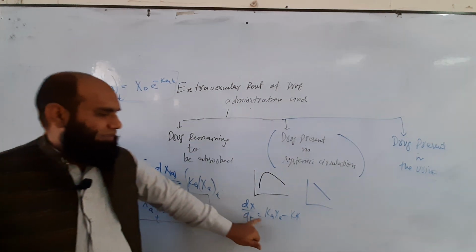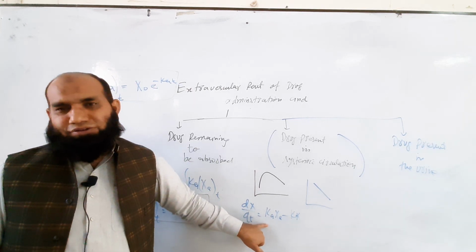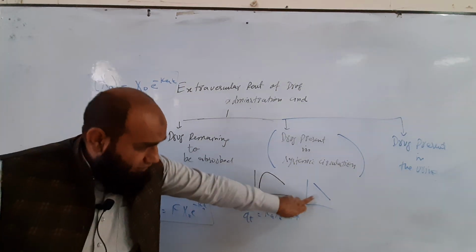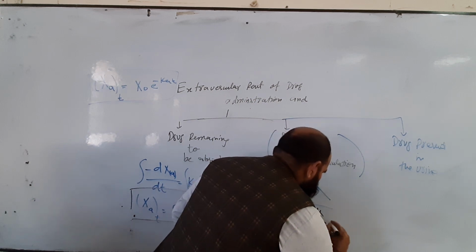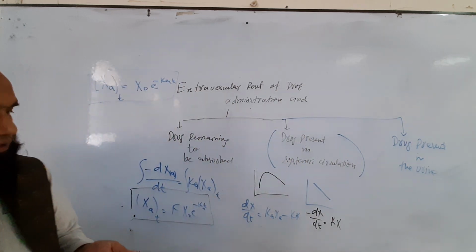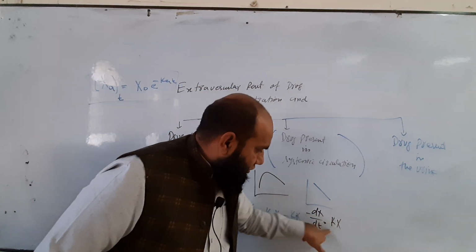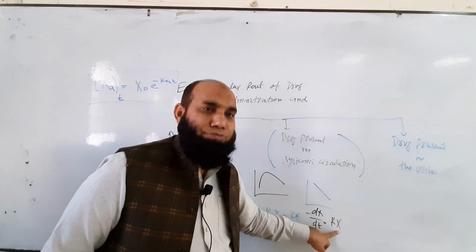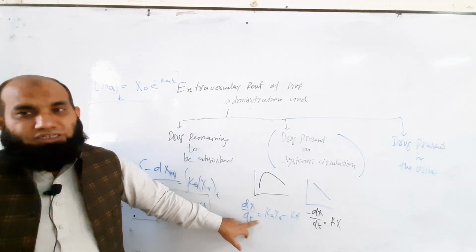Why do I use the word KaXa? Because there is now a concept of the absorption rate constant. In our simple equation, do you remember in this graph, when we used the equation dX over dt is equal to minus KX? Yes, we can also write here dX over dt as KaXa minus KX. Why have we written only KX in case of IV injection? Because there is only the simple phenomenon of elimination.